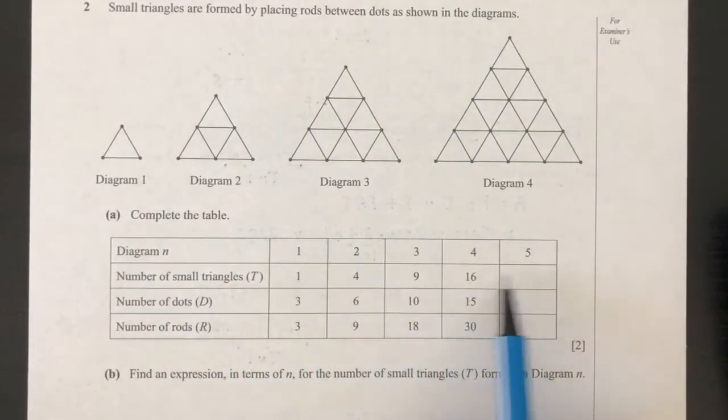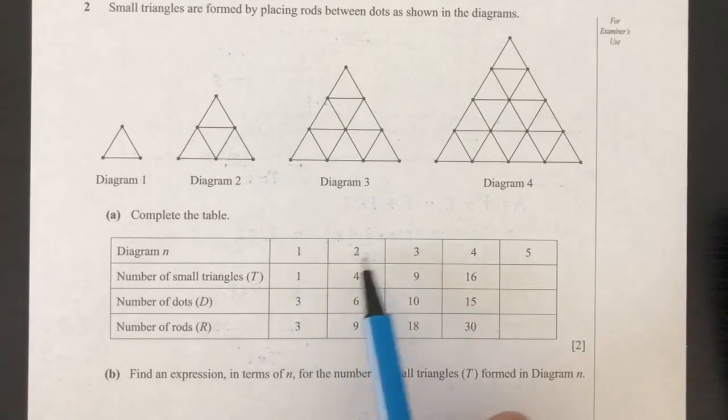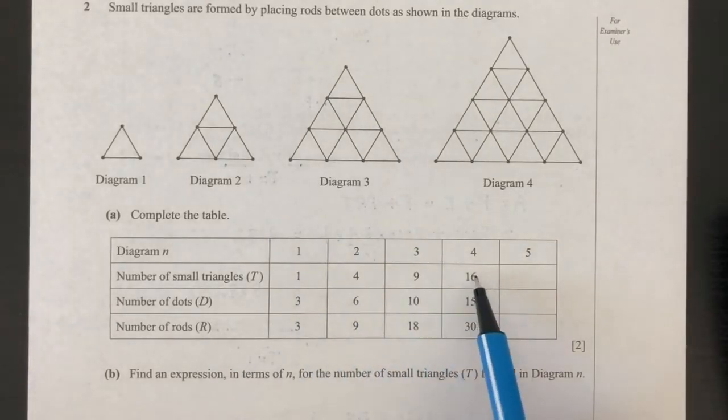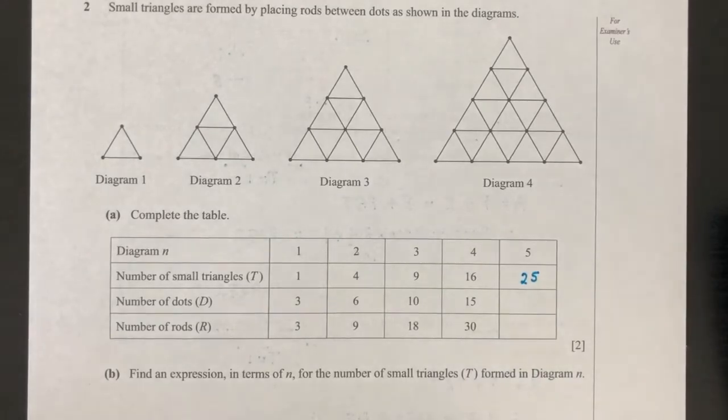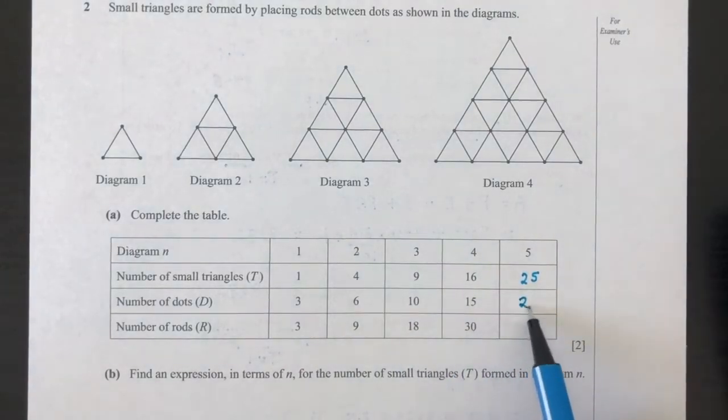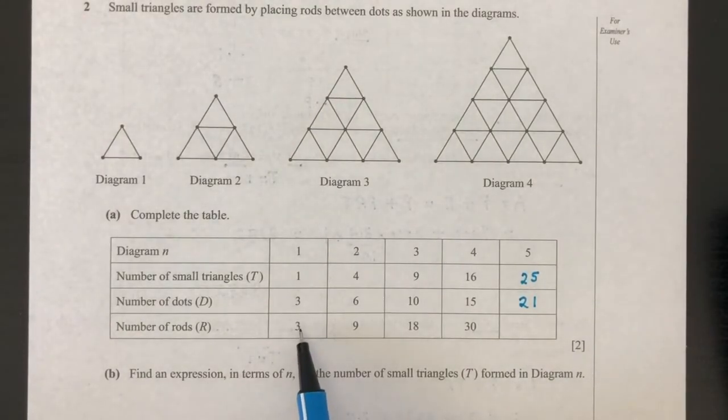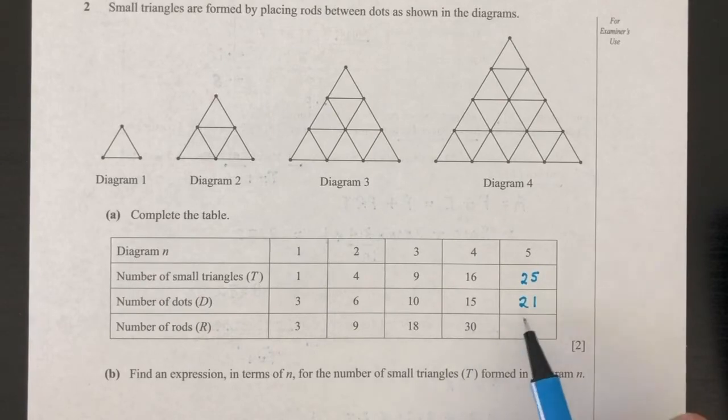This one is pretty easy, because it is just 1 square, 2 square, 3 square, 4 square, so 5 square will be 25. And for this one, as you can observe, it is plus 3, plus 4, plus 5, so plus 6, that will be 21. And for this one, we have plus 6, plus 9, plus 12, so plus 15. Every time the amount is increasing by 3, if that makes sense. That'll be 45. So part 1, done.